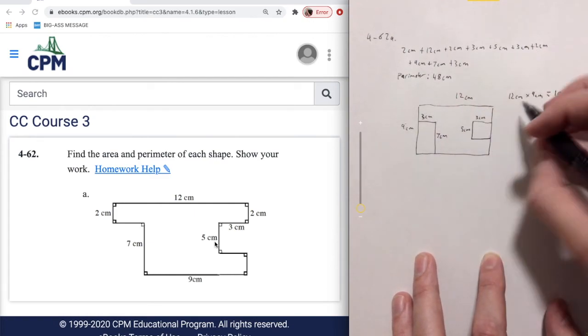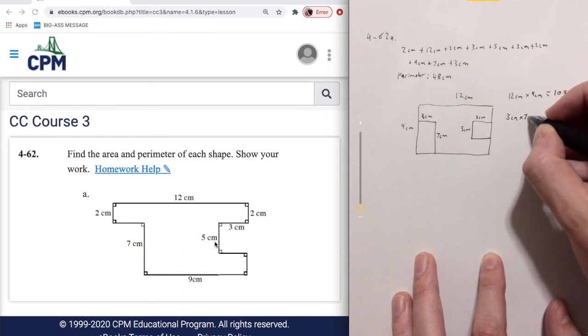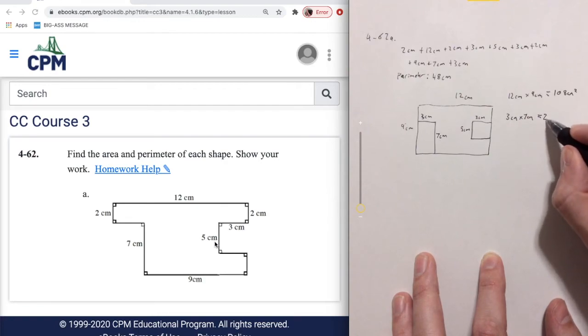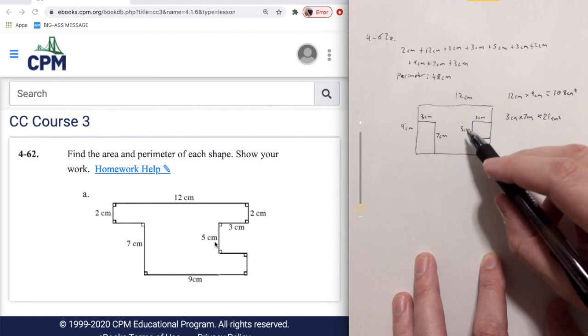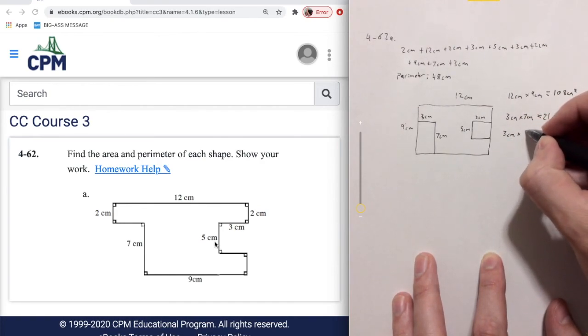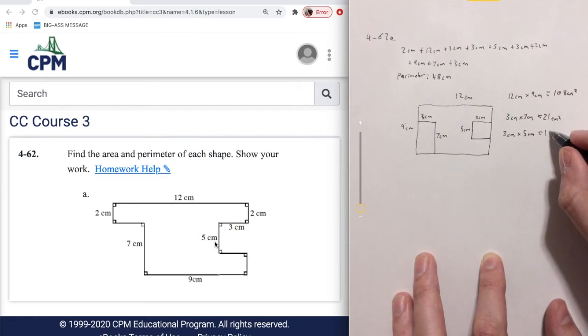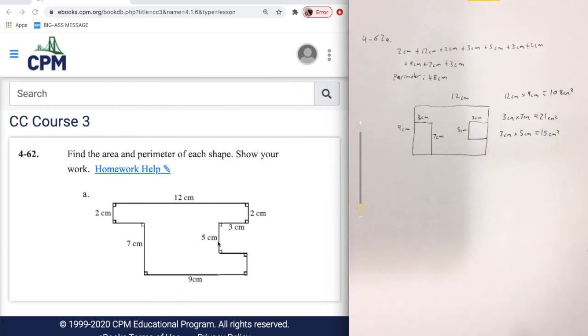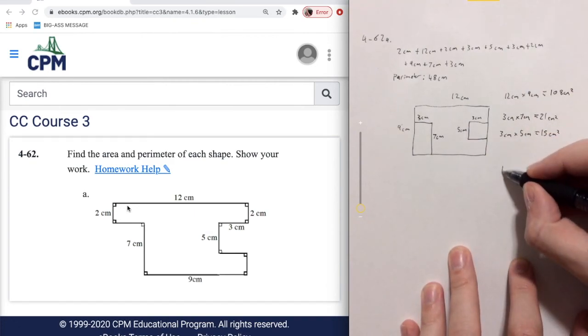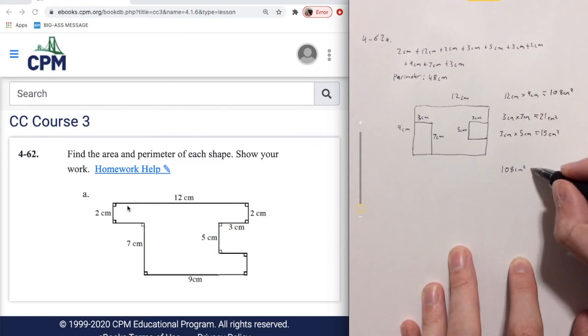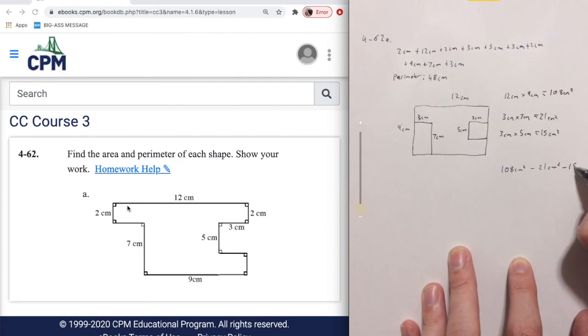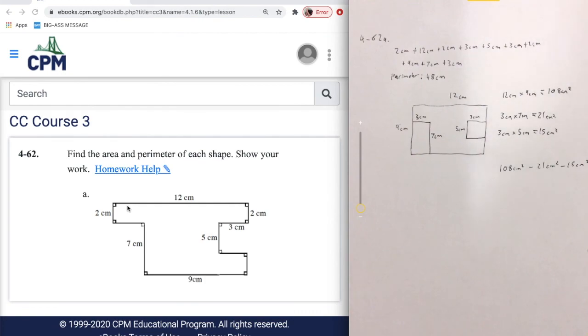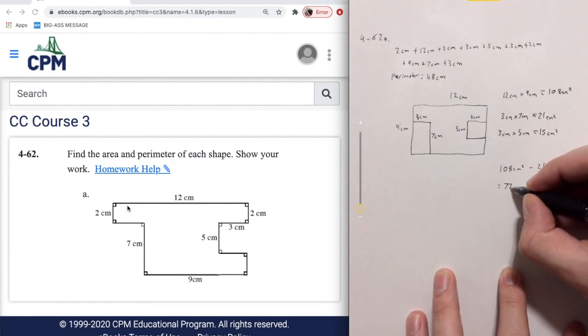So 3 centimeters times 7 centimeters will be the area of 1. And that's going to equal 21 square centimeters. And this one here is going to be 3 times 5. And that will equal 15 centimeters squared. So now to find the total area of just this shape that's enclosed here, we want to take that 108 of that bigger rectangle and subtract these 2 smaller rectangles. So it will be 108 centimeters squared minus 21 centimeters squared minus 15 centimeters squared. And that's going to equal 72 centimeters squared.